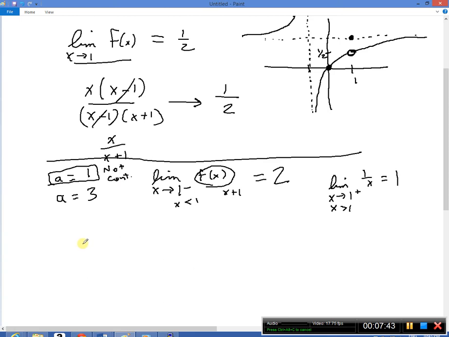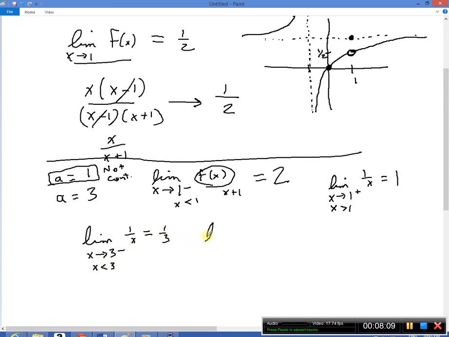Now we have to do the same thing at 3. What's the limit as x approaches 3 from the left? Approaching 3 from the left means that x is less than 3. So we have to use the middle formula. So again, we're looking at 1 over x. So the limit as x approaches 3 this time is 1/3.